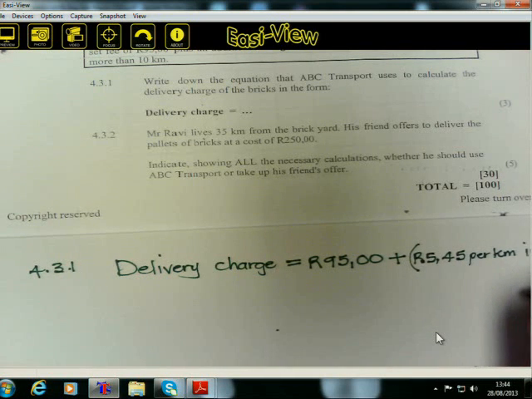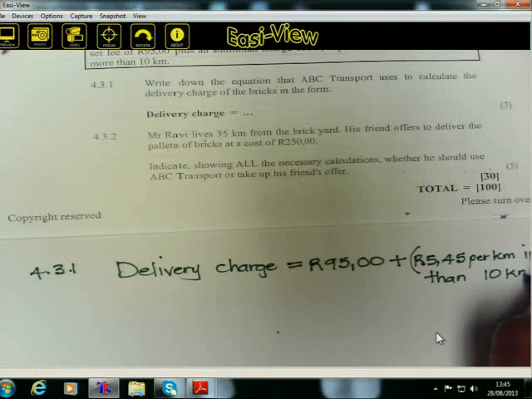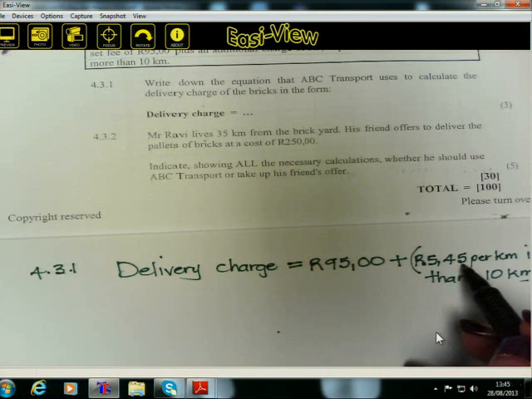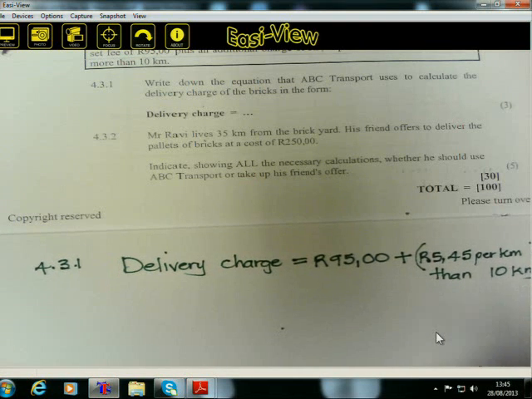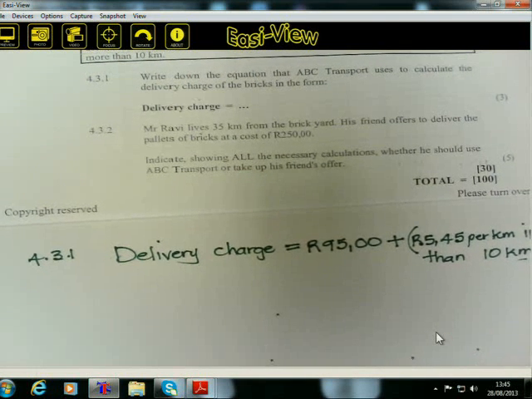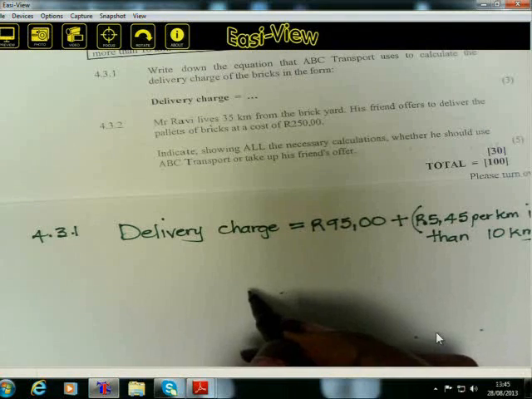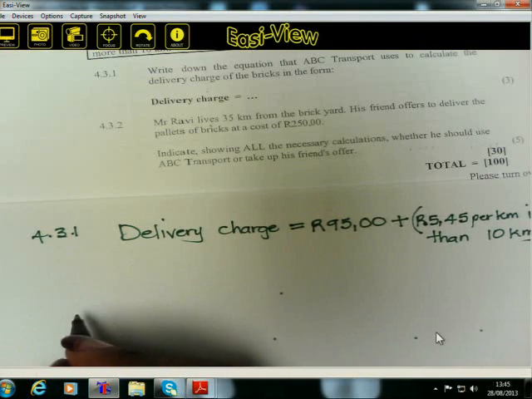if more than 10 kilometers. In other words, somewhere here we are going to subtract. If we have more than 10 kilometers, we will have to subtract, and whatever answer that we get there, we must multiply by 5.45, because remember, there's an extra charge if you stay for more than 10 kilometers away from where they have to deliver. And that is all that was needed in 4.3.1.